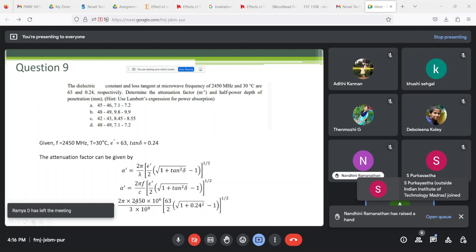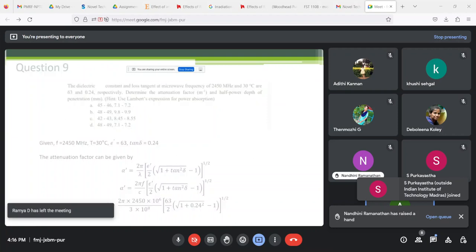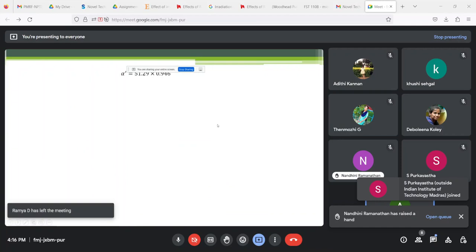So when you start substituting the values, 2 pi into 2450, since it's in megahertz, you're multiplying by 10 power 6. And c is given in meter per second, which is 3 into 10 power 8. And substituting the dielectric constant as 63 divided by 2 into 1 plus 0.24, which is your tan delta, 0.24 square minus 1, the whole power half. So when you solve this equation, you get 51.29 into 0.946. So your attenuation factor comes out to be 48.506 meter inverse.